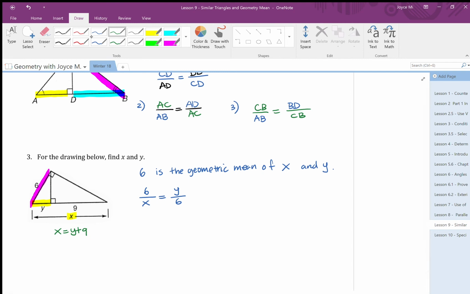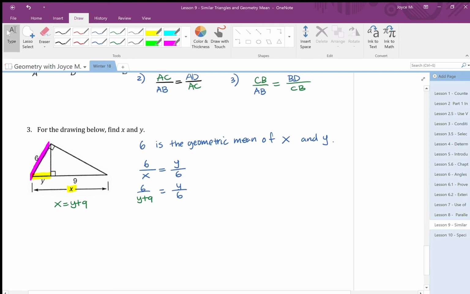So I can rewrite this as 6 over x is equal to y over 6. Let me write x again: 6 over y plus 9, rewriting the x as y plus 9, equal to y over 6. Now I have one variable and one equation, so I can solve for y. And once I solve for y, I can substitute to solve for x. So here's a matter of algebra.